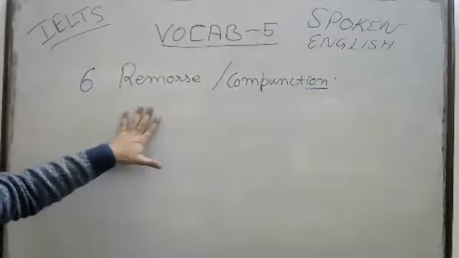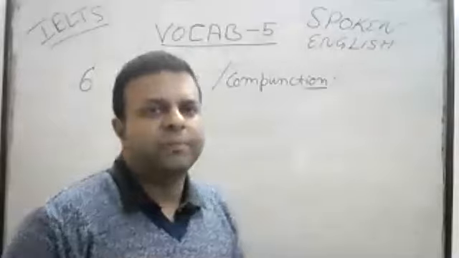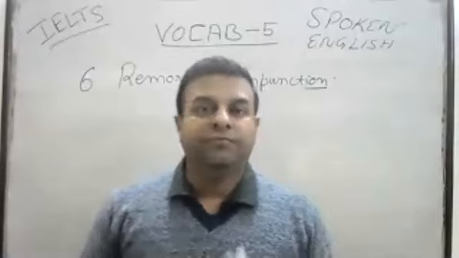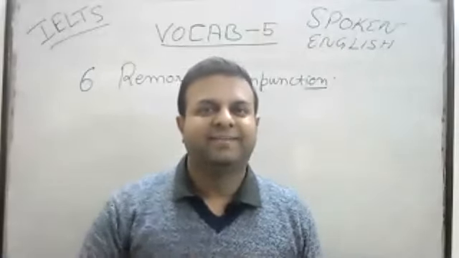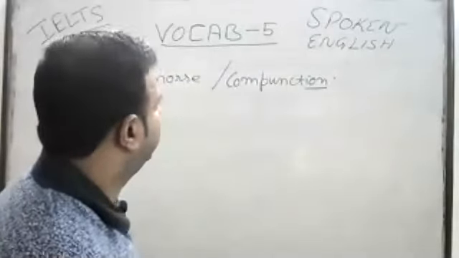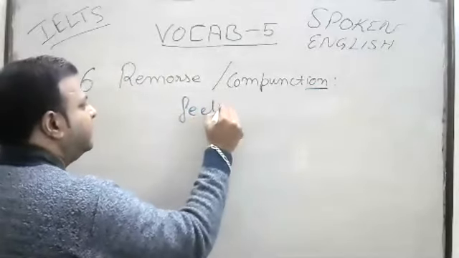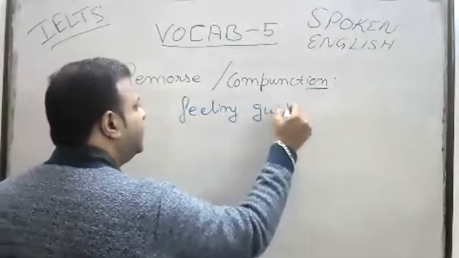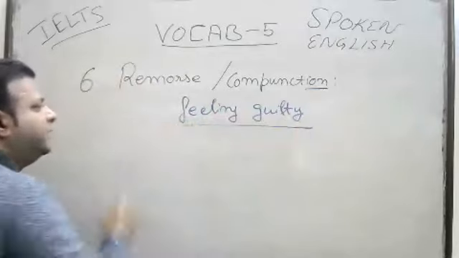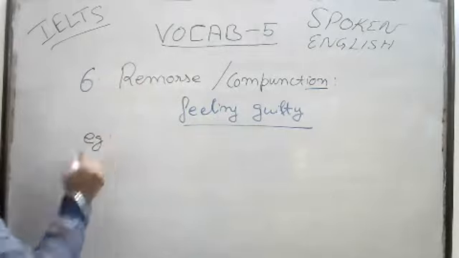It means that when you commit something wrong, you do something bad, and you know how you feel? Guilt. So for that, you can use these words, remorse, compunction. It basically means feeling guilty. Now let's make an impressive example in order to understand this.